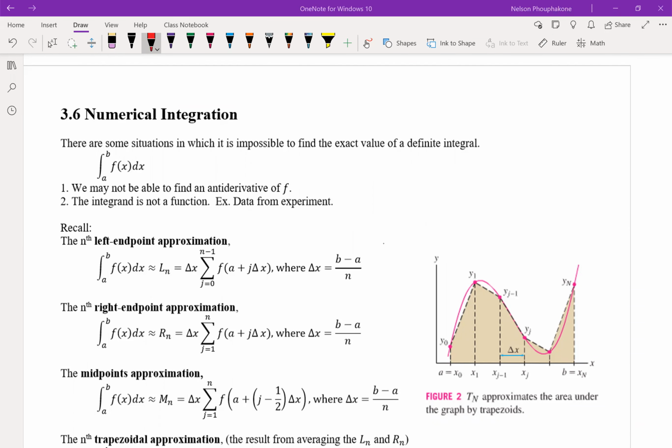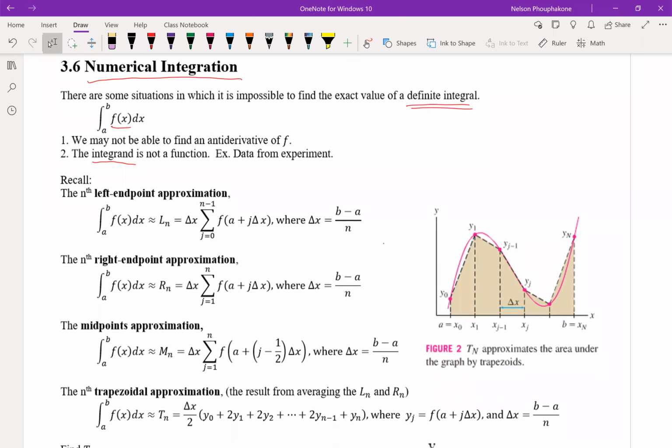In this video, I would like to talk about numerical integrations. Sometimes you have a hard time finding the antiderivative of f, or sometimes the integrand is not a function. Then how do we actually find the definite integral? Back in chapter 1, we have learned some techniques already.